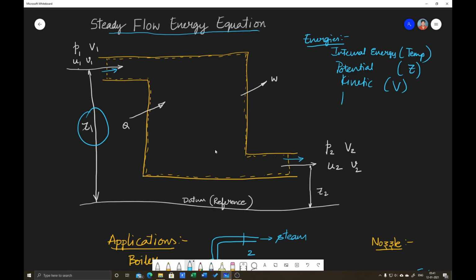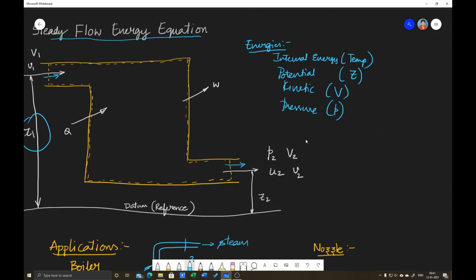And also pressure energy is also there. If there is more pressure, it will have higher energy. If it is having less pressure, lower. So these four terms will be included as the energies at the inlet and also at the outlet. Meanwhile, while it is coming here to here, it is interacting with the surroundings. Anything external to the system is all surroundings.